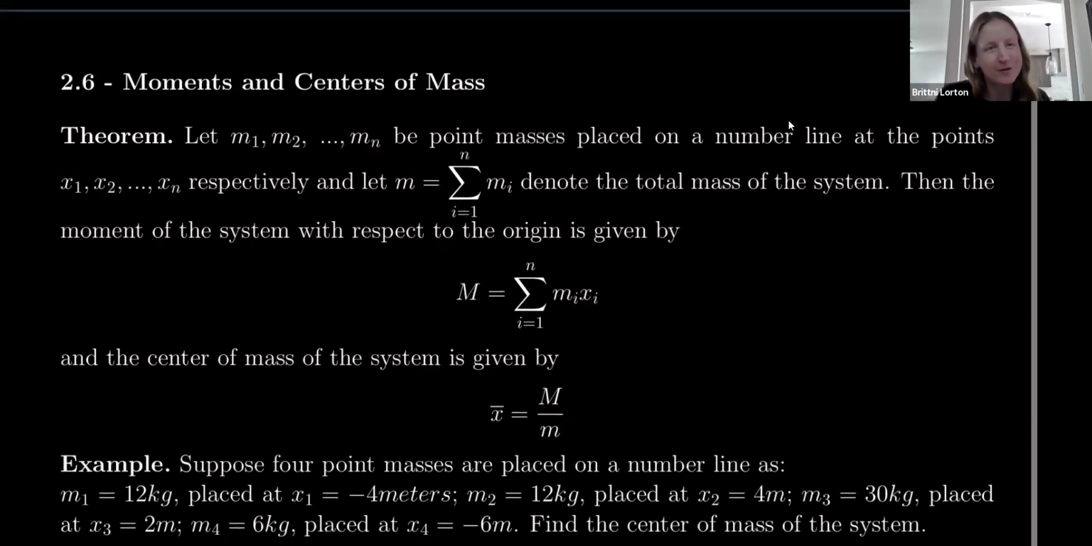All right, let's get through 2.6, which is moments and center of mass, a little bit more application and physics problems. So we'll start off with some point masses, and then we'll move on to something a little bit more continuous. Let M1, M2, M3, M4, all the way through Mn be point masses placed on a number line.